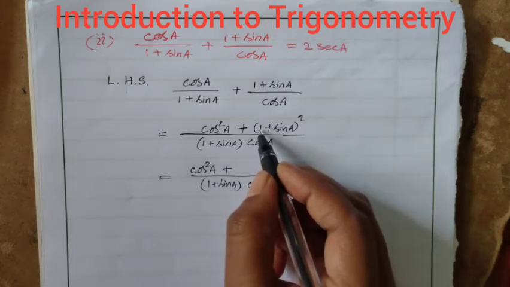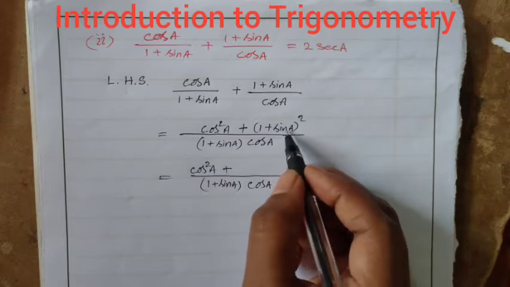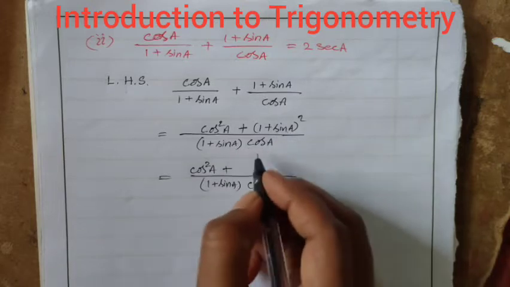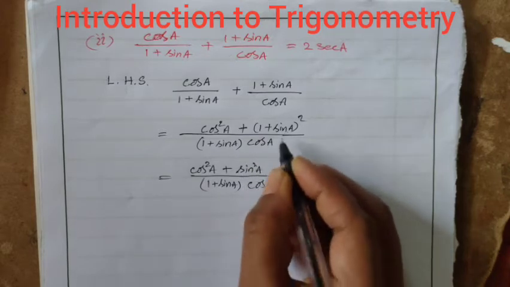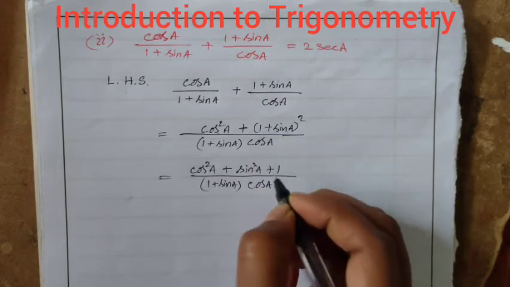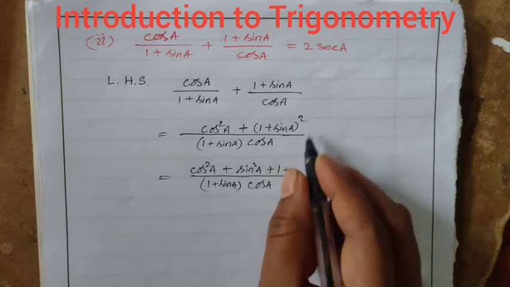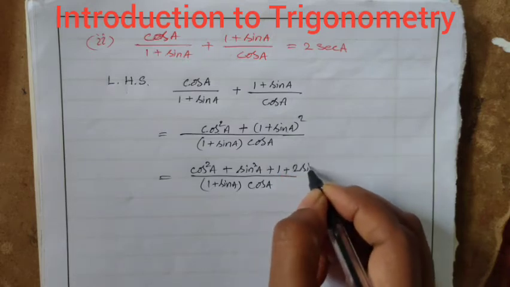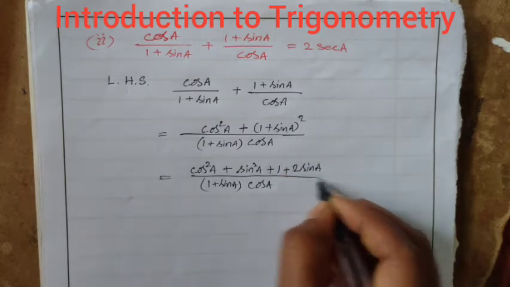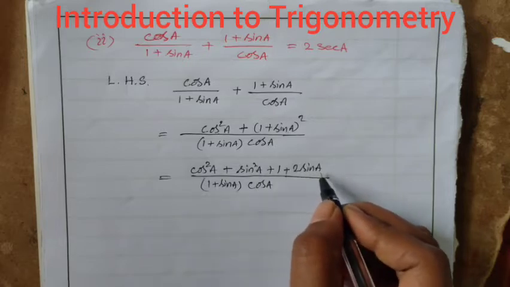A square is 1 square, B square is sin square A. So now first I write B square. So B square means sin square A, and A square is 1 square becomes 1, and 2AB, 2 into A is 1, 2, B means what? Sin A. So this is what? A square plus B square plus 2AB.